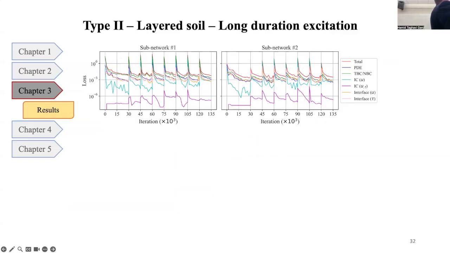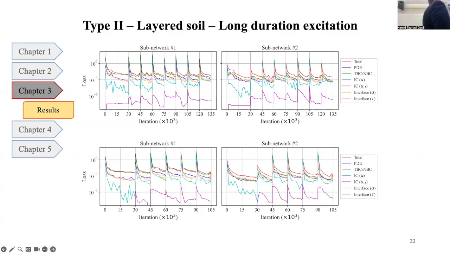So here, we are plotting the loss curves we have for one of the earthquakes. As we see, for the first segment, I considered 30,000 iterations. But as we go to the next segment, I considered only half of the iterations I used for the first segment. And thanks to the transfer learning, we see an immediate drop in the losses. And these are the loss curves for the second earthquake.